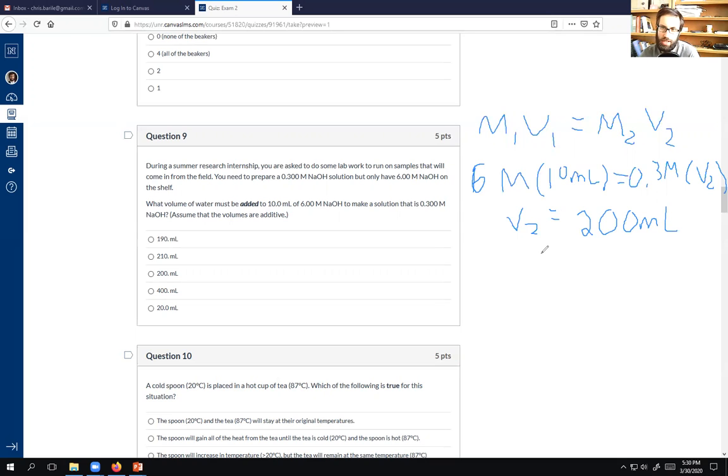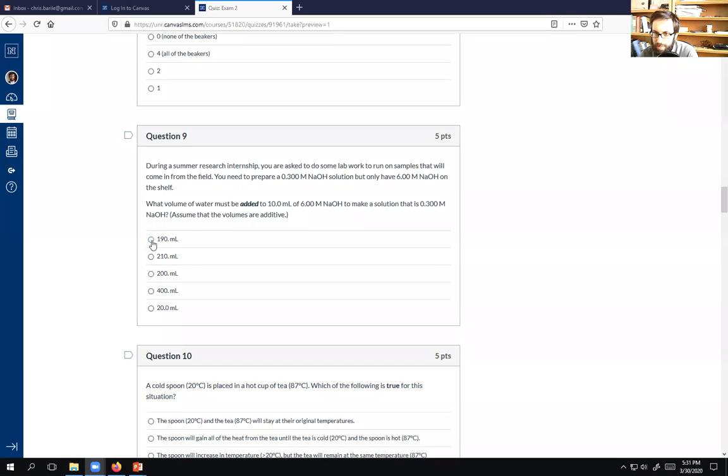But to get to that, we're adding to the 10 milliliters. So we are going to need 190 milliliters, right? Because we already have the 10 that we added. The total volume is going to be 200. We're assuming the volumes are additive. Okay, so the answer there is 190.